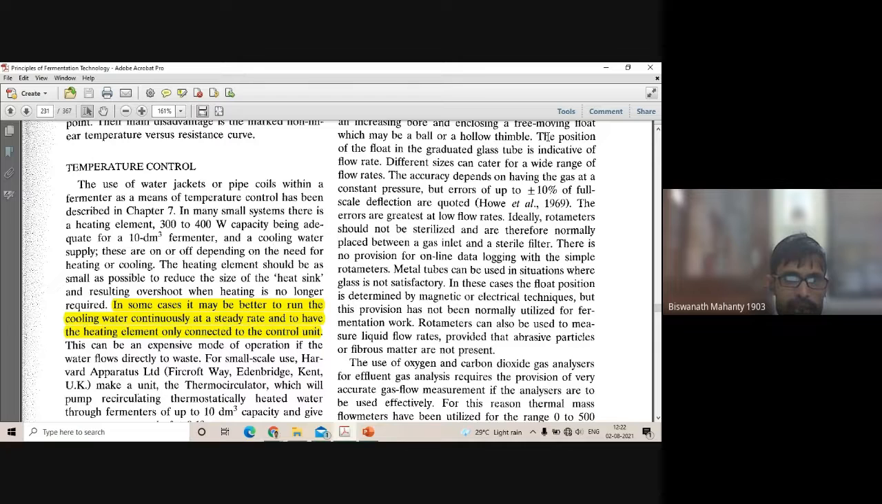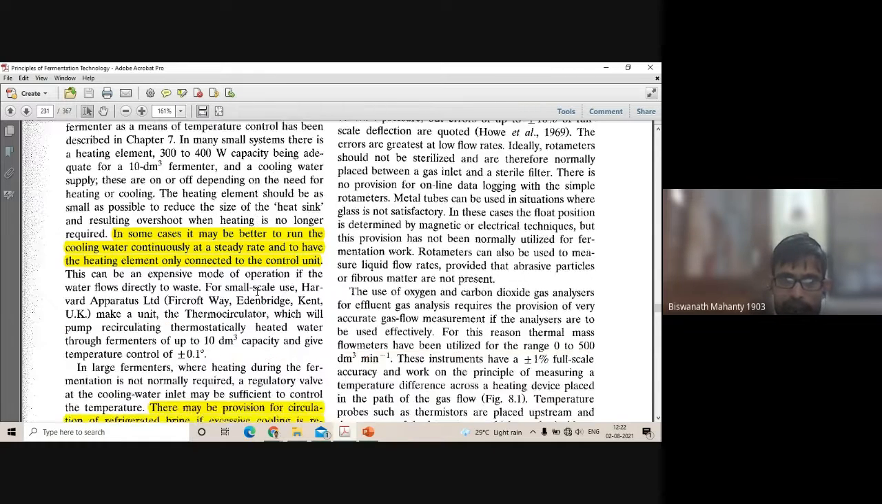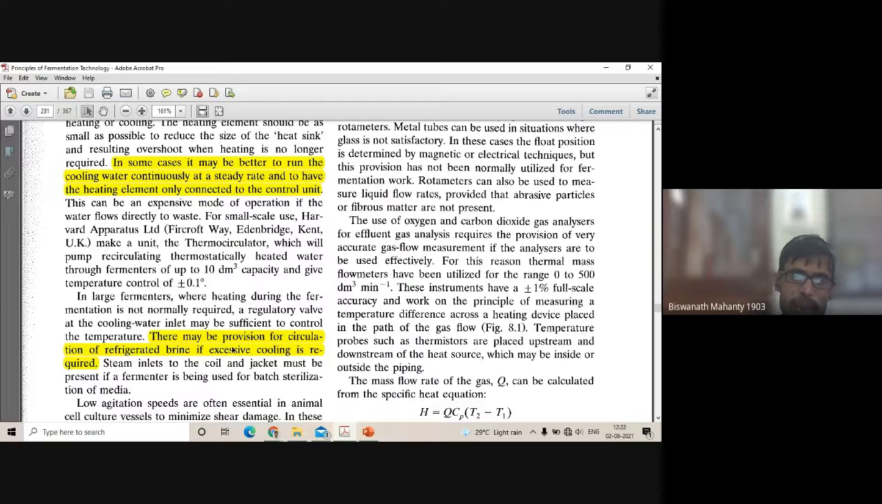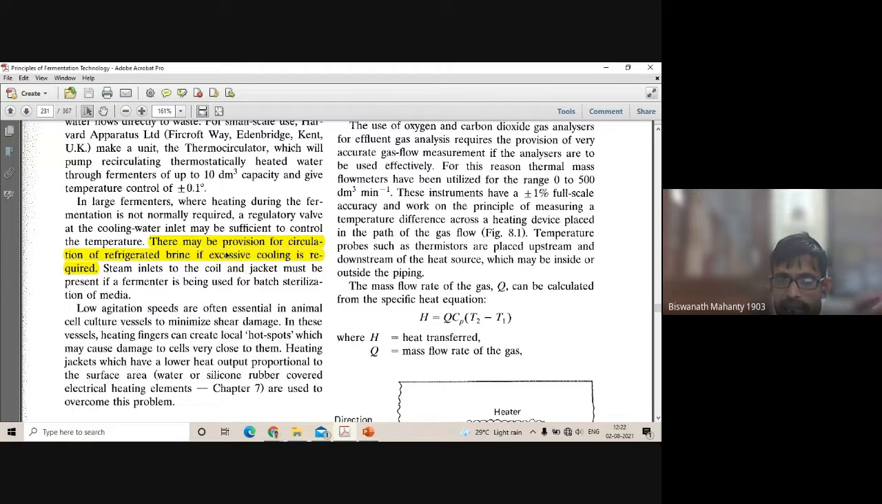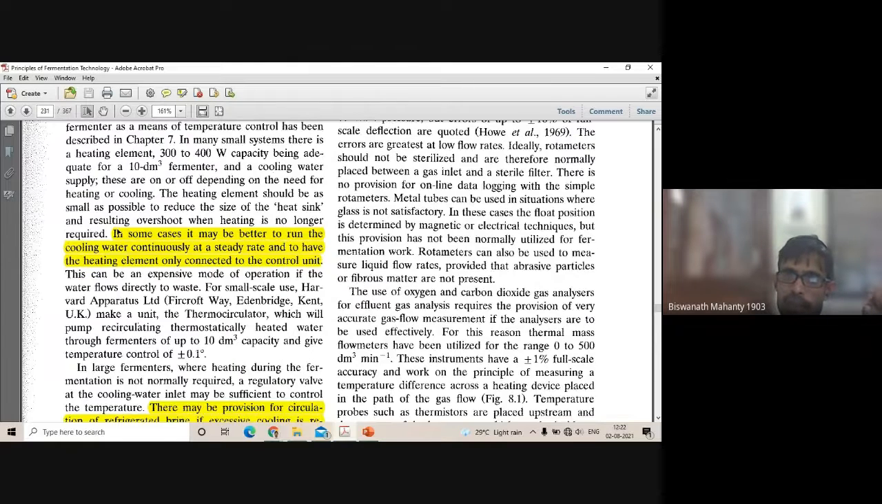Okay. So in some cases, it may be better to run the cooling water continuously at some steady rate, because otherwise you cannot really have a control very effectively. So these things are there. There may be some provision for circulation of refrigerated brine. So this is done, but you should be very careful. The temperature control is not as fast as we have for other devices. So this is for temperature measurement.